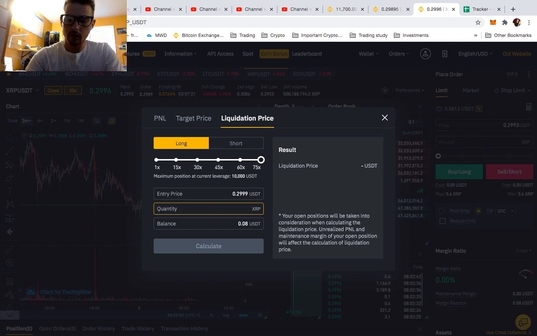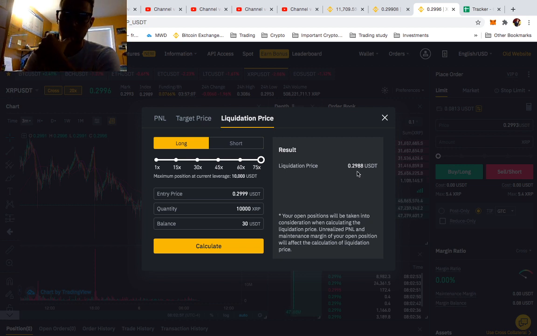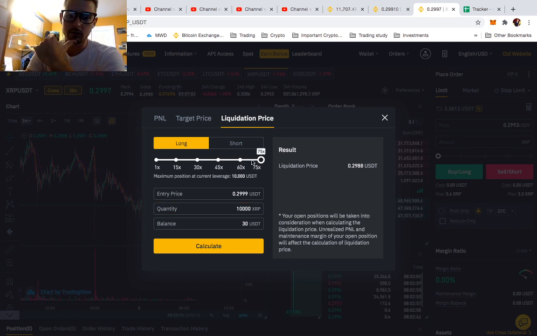So, the quantity of XRP, let's say it's 10,000. I think it was 10,000, right? With a balance of, I think it was 30. So something like that. Liquidation price is 2,888. Why do I have to have quantity? I said 25x leverage. It doesn't see it. Maximum position. So yeah, so $30.